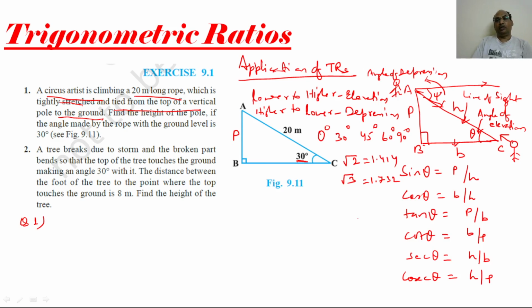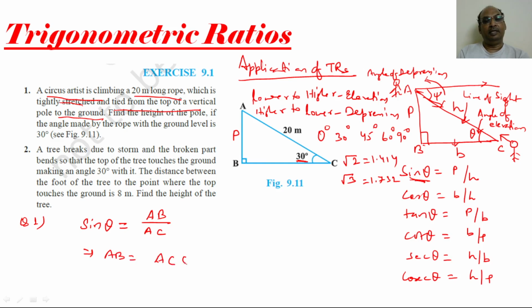So now we made a relation, this sine theta. The angle given here is 30 degree. So we know that sine theta is equal to, in this triangle, we can write AB by AC. AC is already given to us and we need to find AB, so AB is AC into sine theta. Correct? Right.